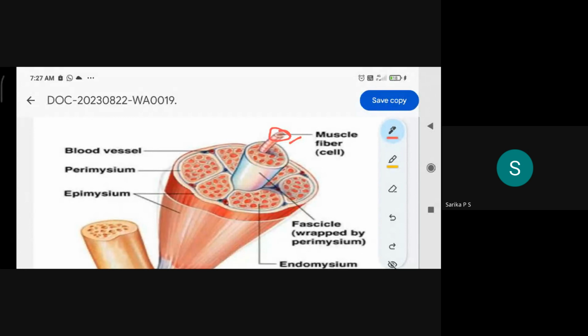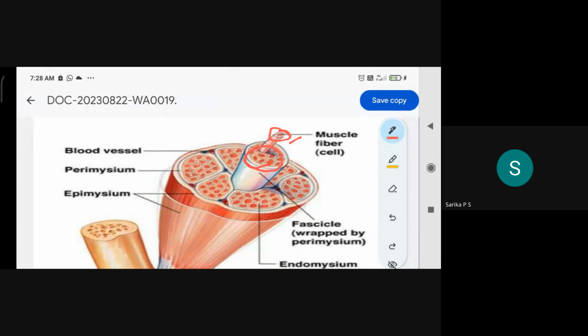Yes. So this one is a single muscle fiber or single cell. We have already learned that a muscle fiber is a single cell of muscle. So when a collection or bundle of muscle fibers is there, it is known as a fascicle. So this one is a fascicle.